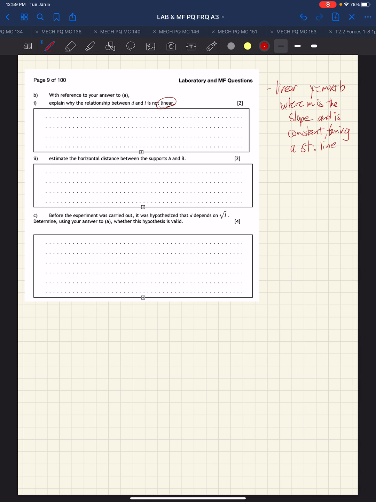So this is our physics principle. To be linear, it must be in this form, where m is the slope and it's constant, turning a straight line. Now we have our observation, and that is a straight line. By that we mean constant slope. I'll put that in parentheses.